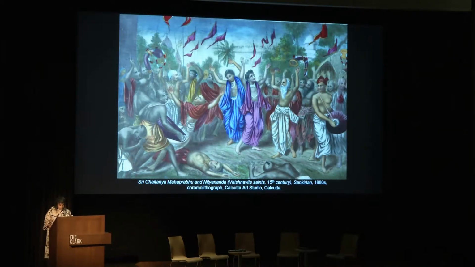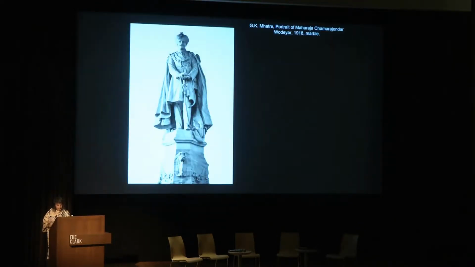Others took up popular image production and joined the rapidly expanding world of print culture, establishing presses such as the Calcutta Art Studio, whose chromolithograph of Vaishnavite saints in procession you see here. Yet others gained limited entry to the profession of art and enjoyed the patronage of elites and an emerging middle-class public, such as Ganpatrao Kashinath Mhatre, whose sculpture of the erstwhile Maharaja of Mysore, Chamarajendra Wadiyar, stands in Chamaraja Circle of that city.